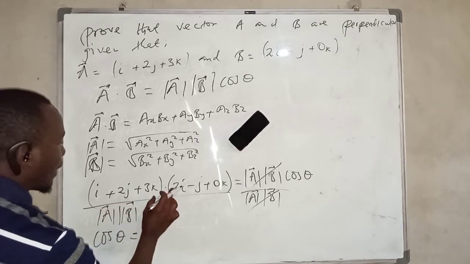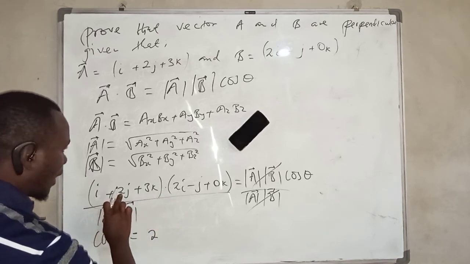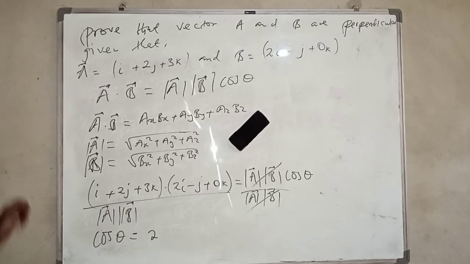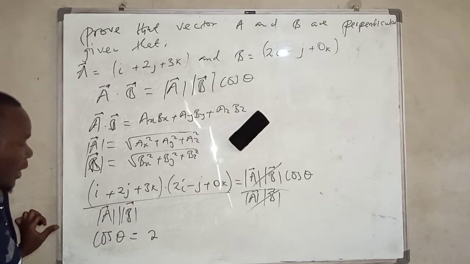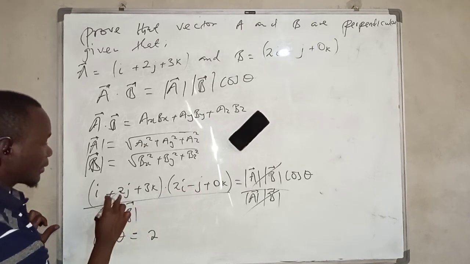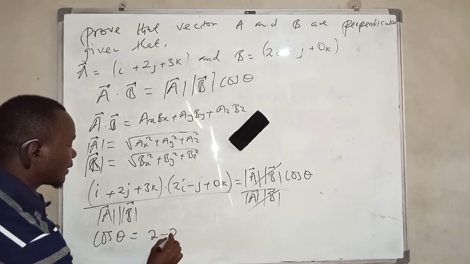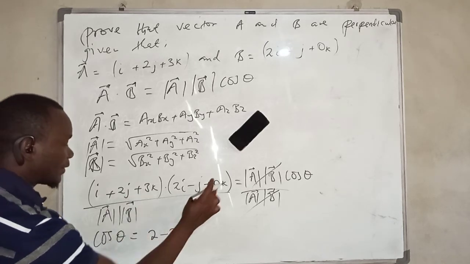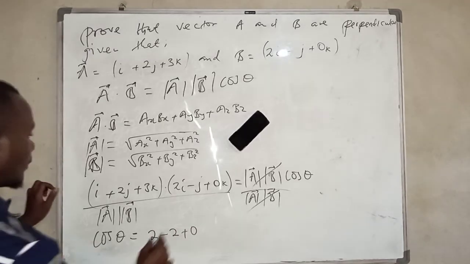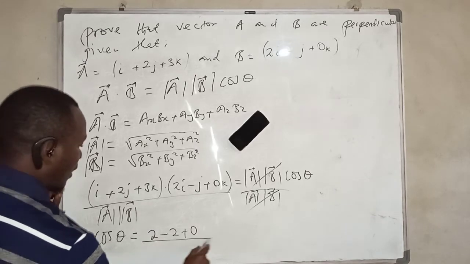Then this dot this. So 2j dot j, we're going to have negative 2, then j squared will give us a 1. So it will be negative 2. Then 3 times 0 is 0. And what we're going to have is over.